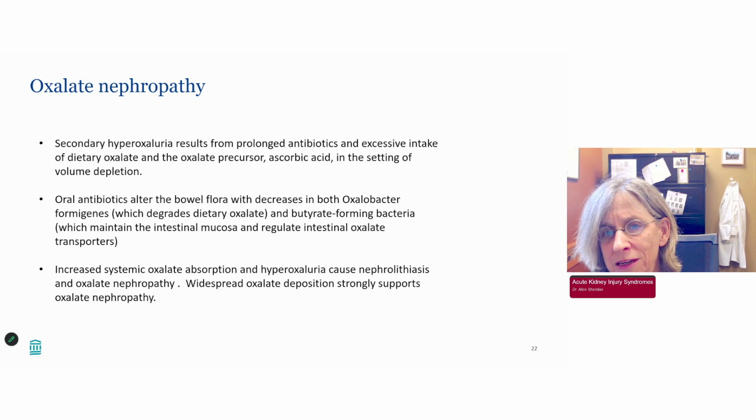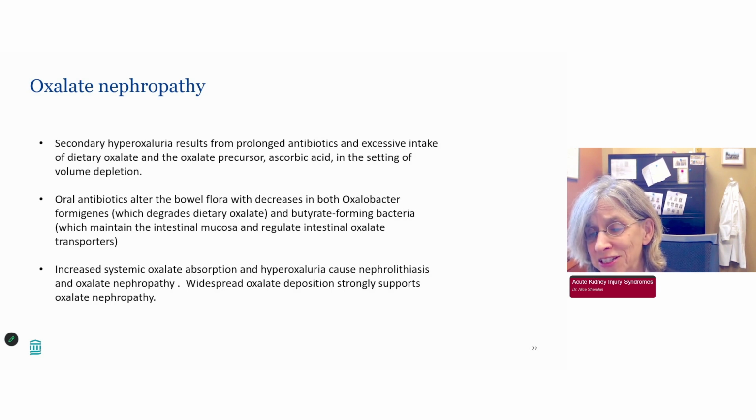Its corollary is stones, and often the hint that somebody could have oxalosis is stone disease. Generally, in the adult population, it's going to be secondary, not primary, and it commonly results from bowel surgery and prolonged antibiotics, particularly for this small bowel overgrowth. It can be made worse by excessive intake of dietary oxalate and the precursor ascorbic acid, vitamin C, generally in the setting of volume depletion.